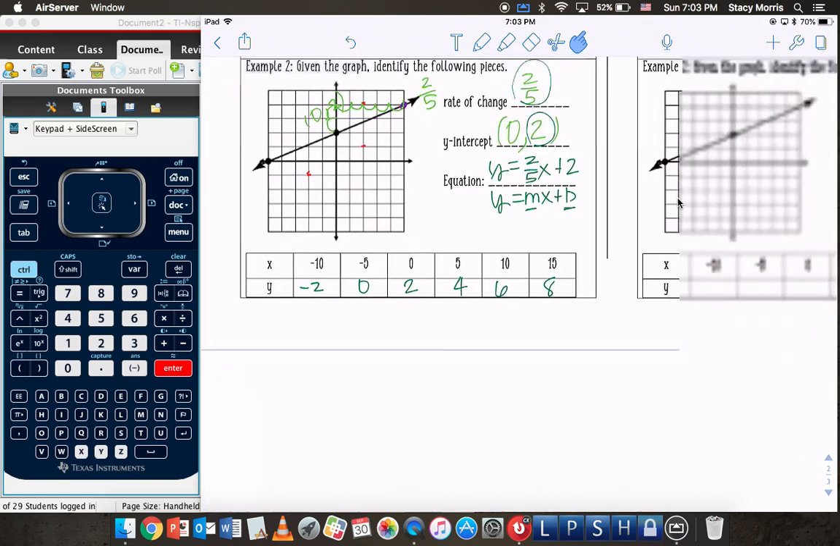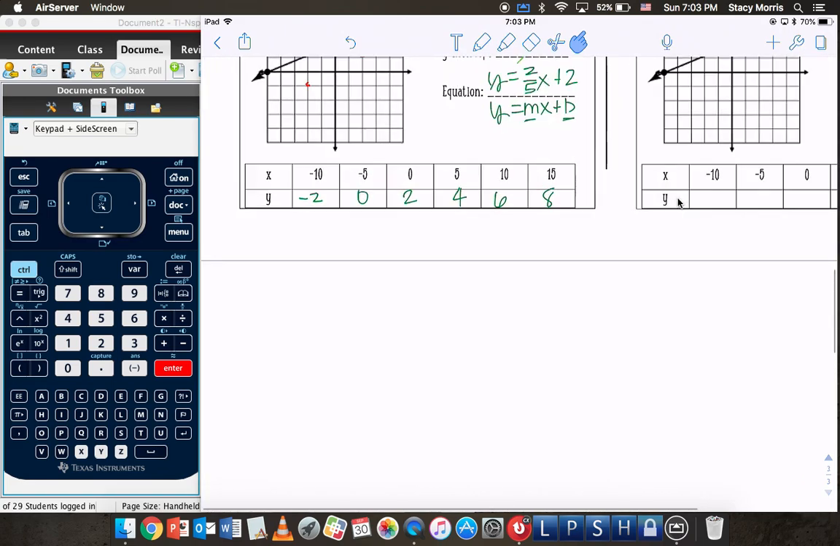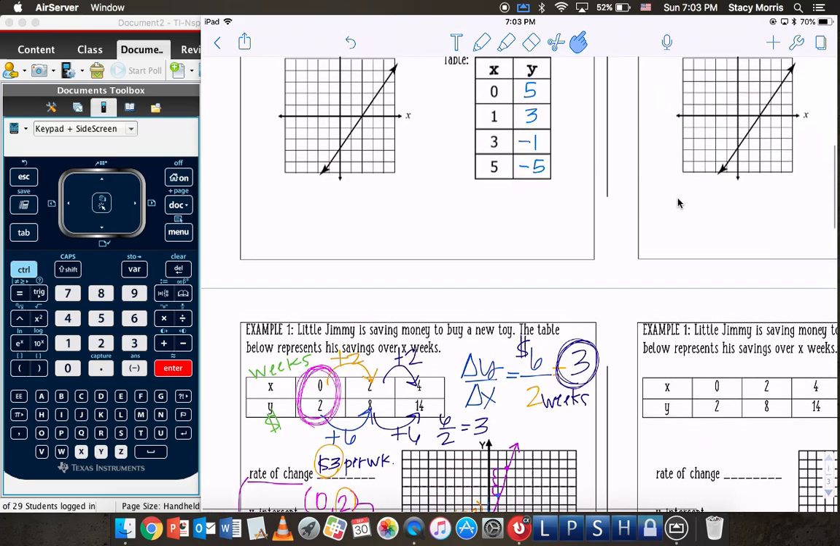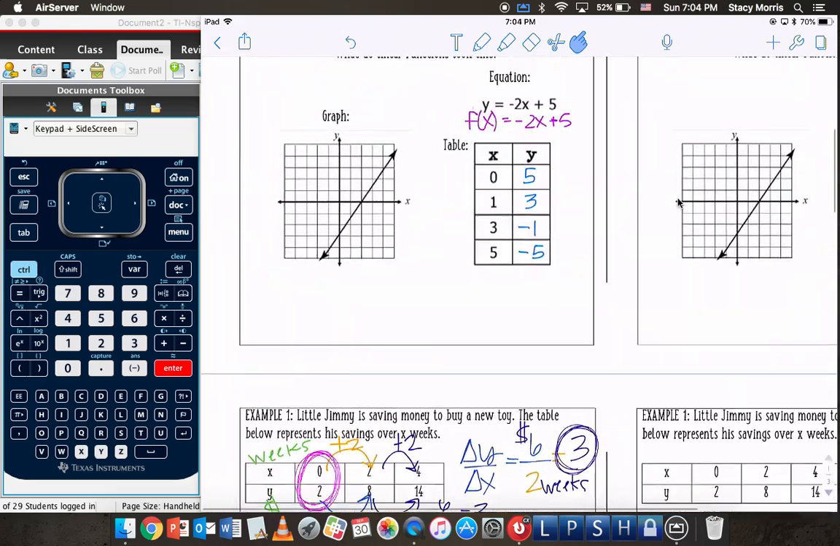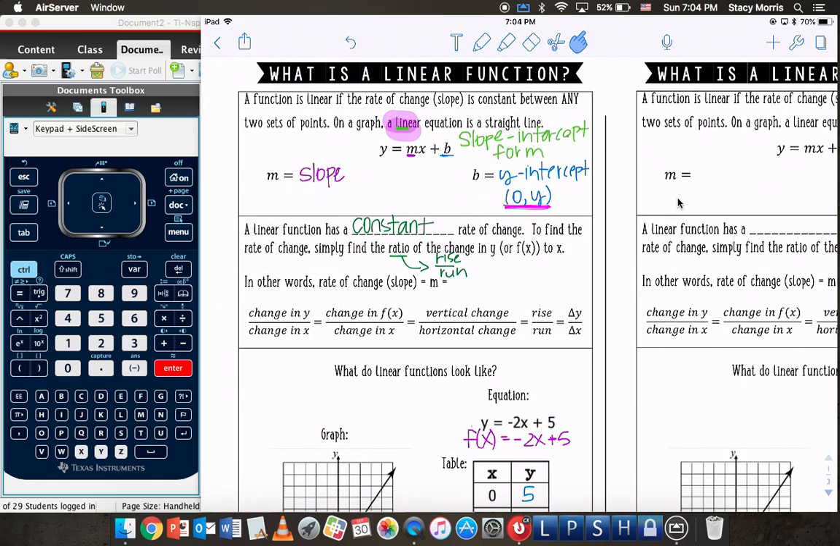All right. So there we go. There's just a few basic steps on using our calculator to figure out information about linear equations.